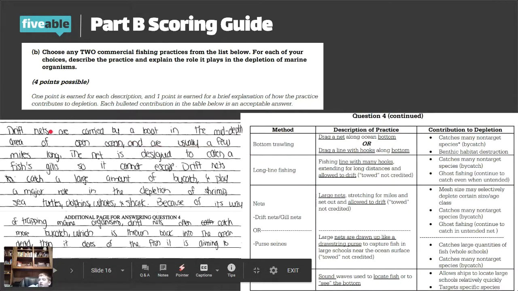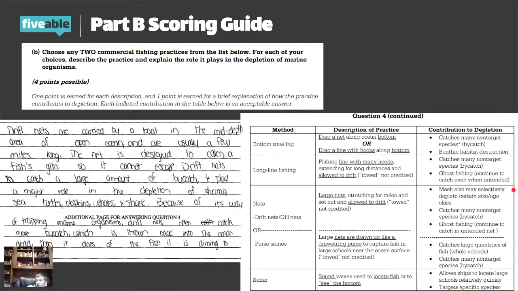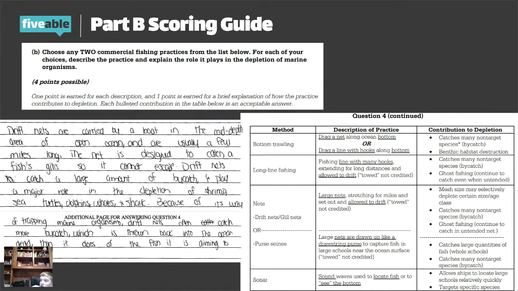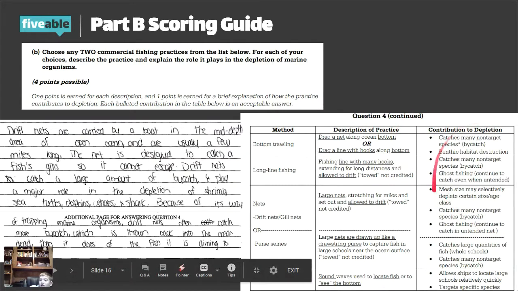They did say that they were carried by a boat. Drift nets are carried by a boat. They're large nets, usually a few miles long. The net is designed to catch a fish's gill, so it talks about how it catches it. But does it talk about any of these specifically? Look at that for a second. Okay, so they got the contribution to depletion, but did they accurately describe how drift nets work?